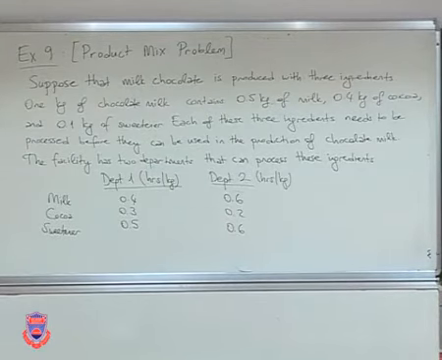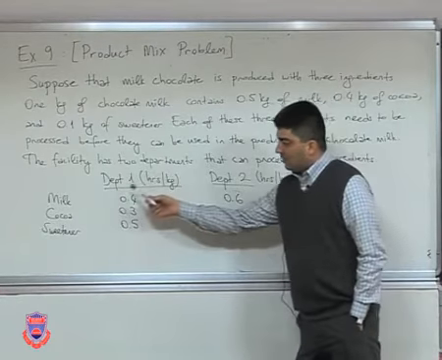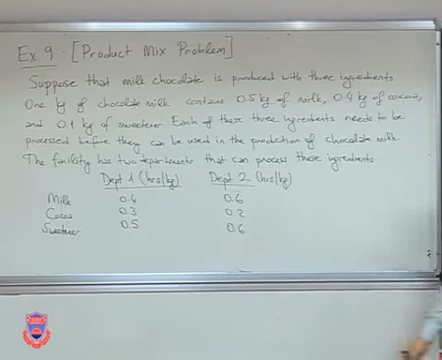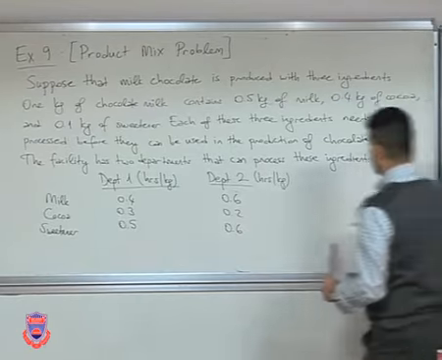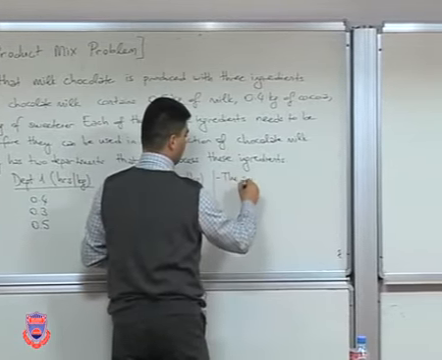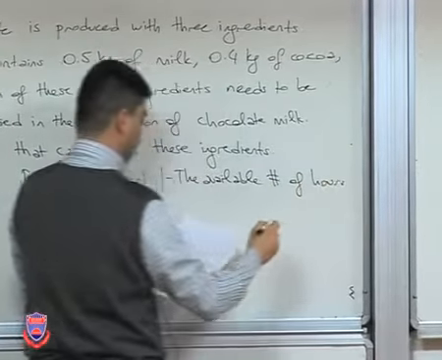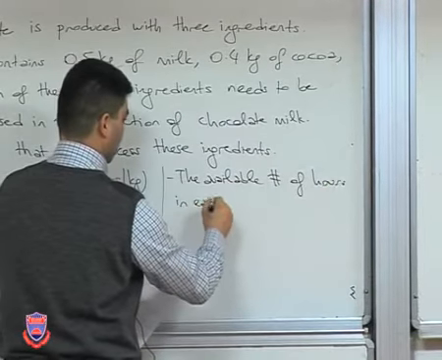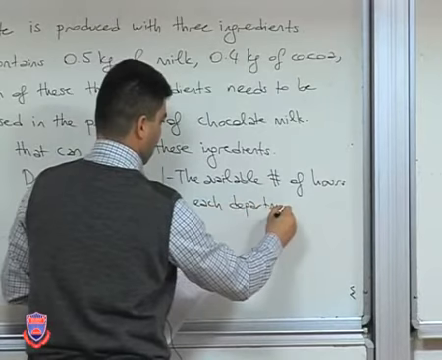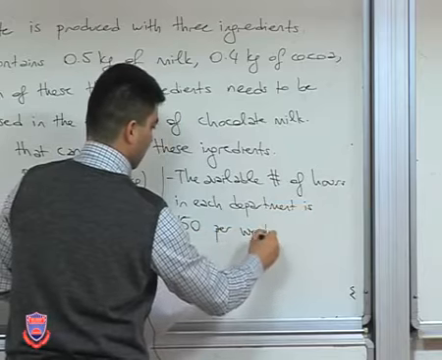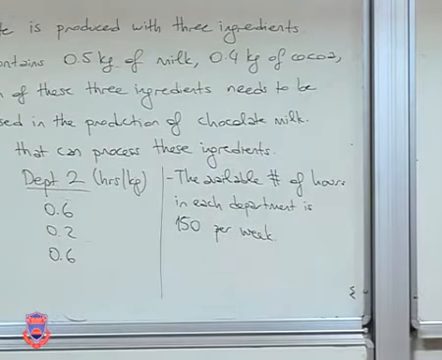So in order to process 1 kilogram of milk in department 1, we need actually 0.4 hours. And similarly, in order to process 1 kilogram of milk in department 2, we need 0.6 hours. So these are the production requirements, so to speak. So we assume that the available number of hours in each department is 150 per week. So in each department we can use this many hours basically.